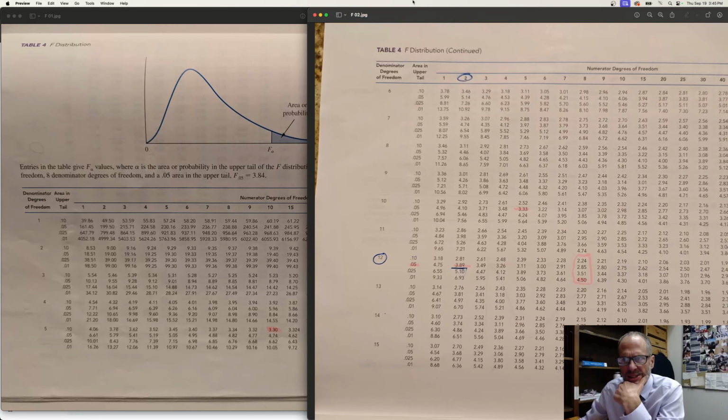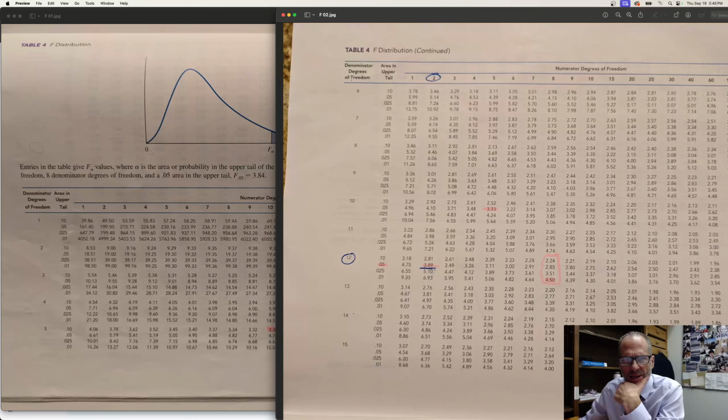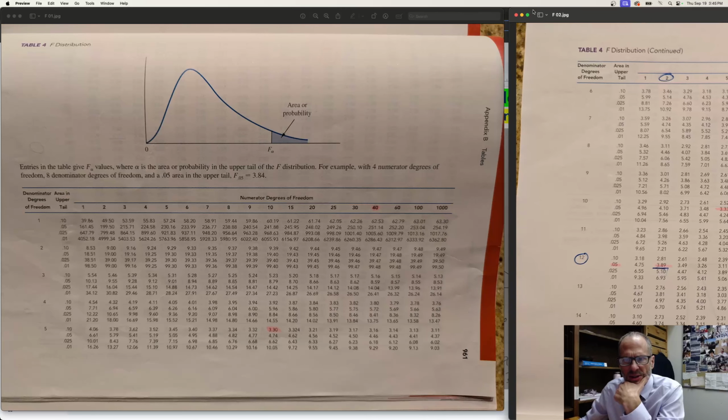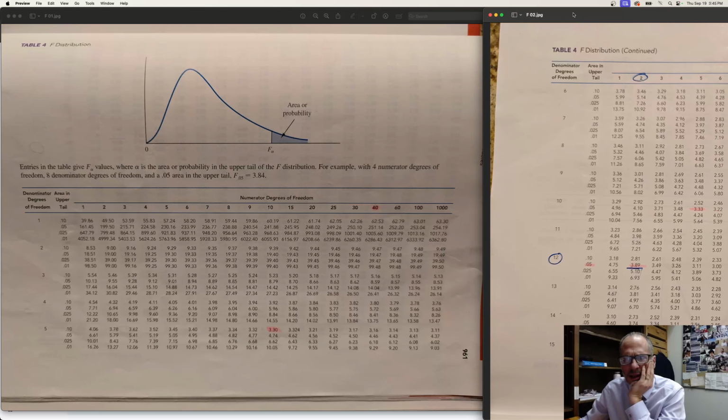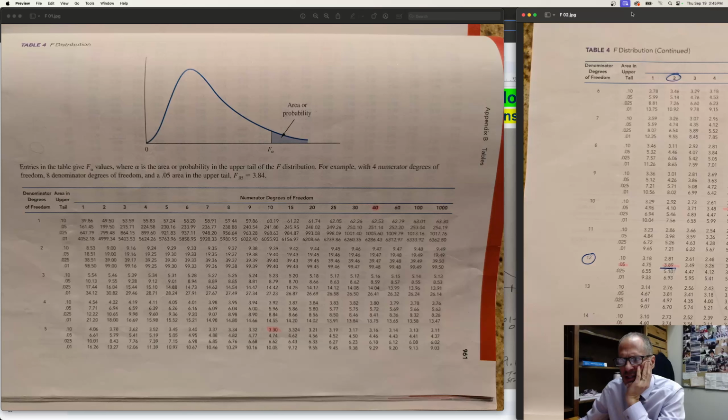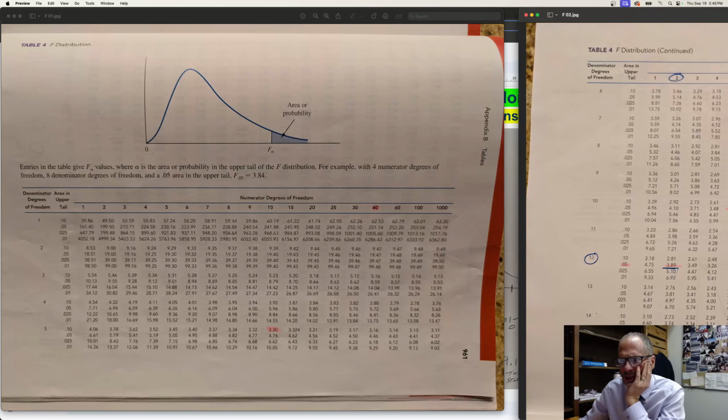It's the same thing. You can see numerator degrees of freedom up top, denominator in the left column. We want numerator degrees of freedom 4, so we're going to bring that over. Here's the 4 column, and I'm just going to edge that onto the screen. So numerator degrees of freedom is 4, and denominator degrees of freedom are 8. Here's 8 denominator degrees of freedom and here's 4 numerator degrees of freedom. So we're dealing with these numbers right here.